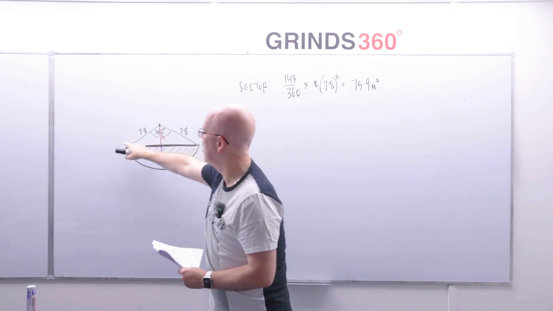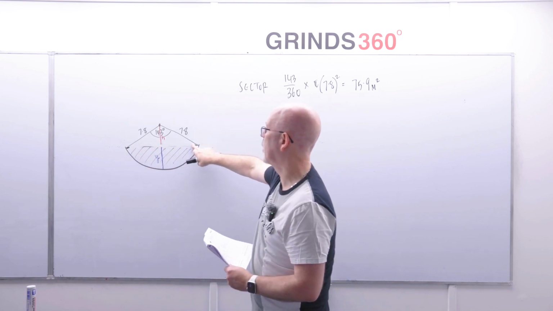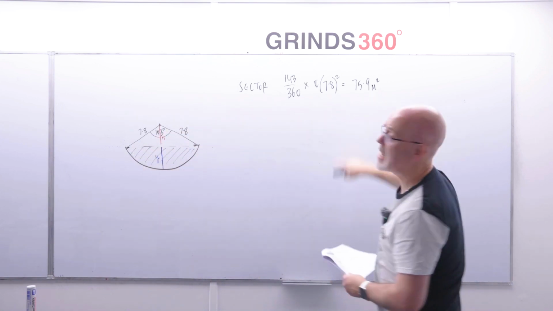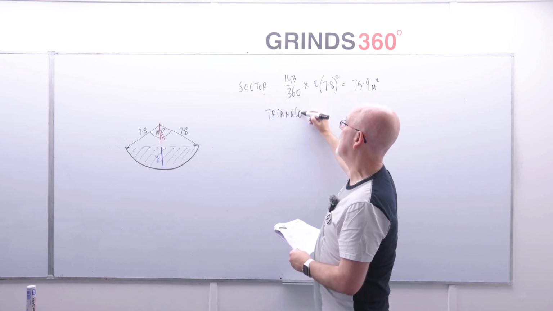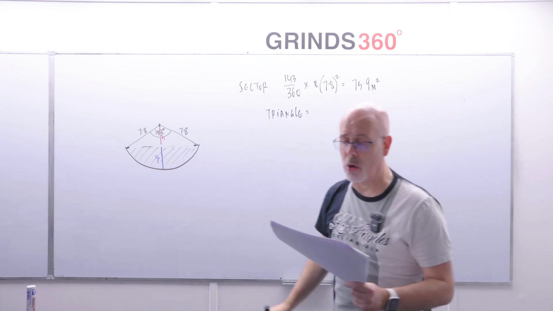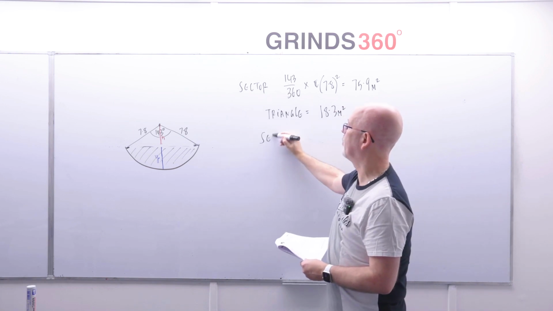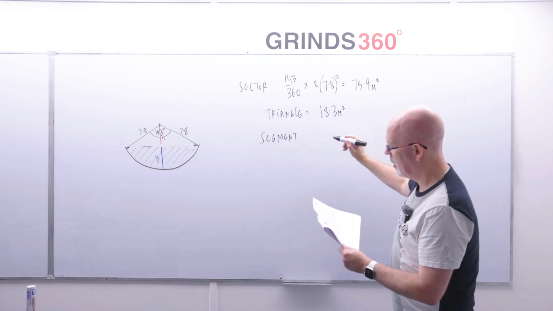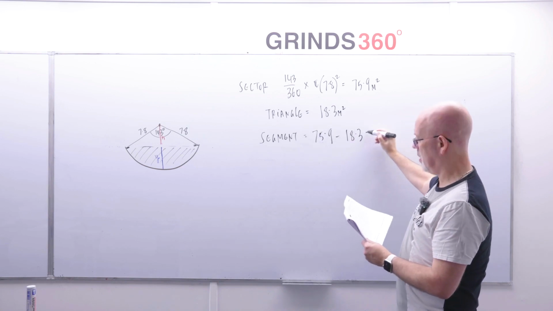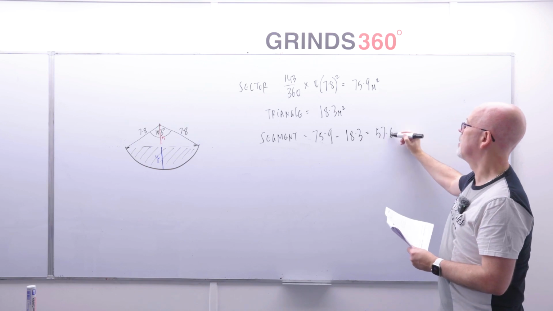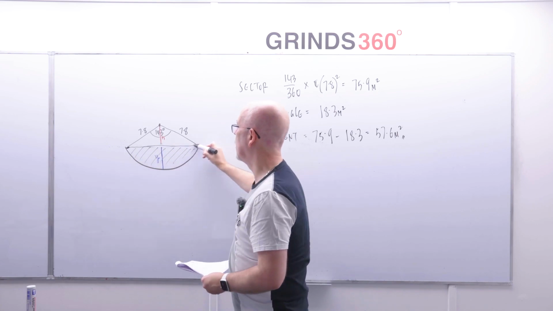Okay, so that's the entire pizza slice, this entire shape. If you ignore that line there, that's your sector, and the area of that is 75.9. The triangle we know already, because we calculated that back in part 2, the way I chose to do part 2. That's 18.3 meters squared. So your segment is just one minus the other. The segment is 75.9 take away 18.3, which is 57.6 meters squared. Right, now that's the area of this part here.